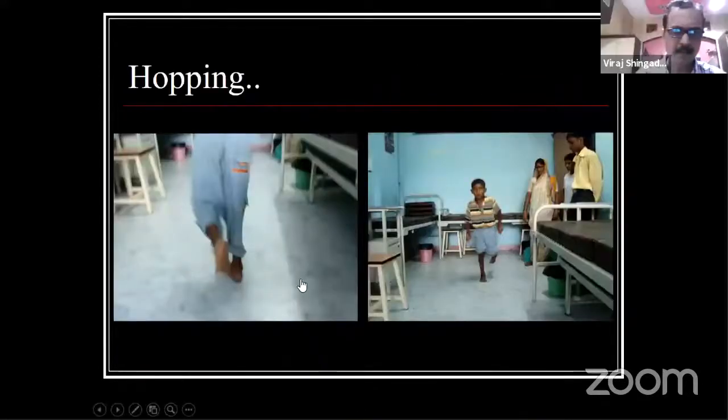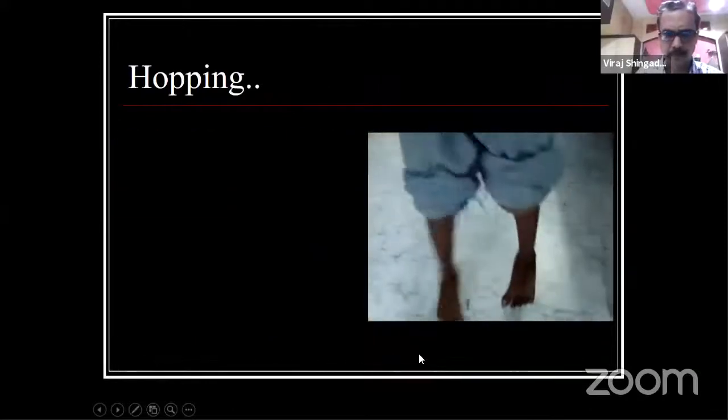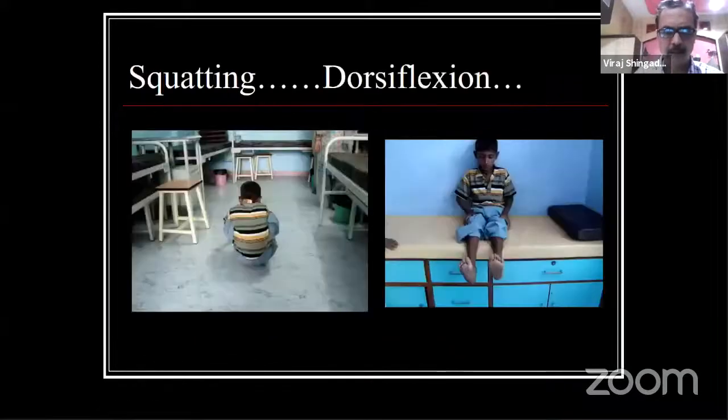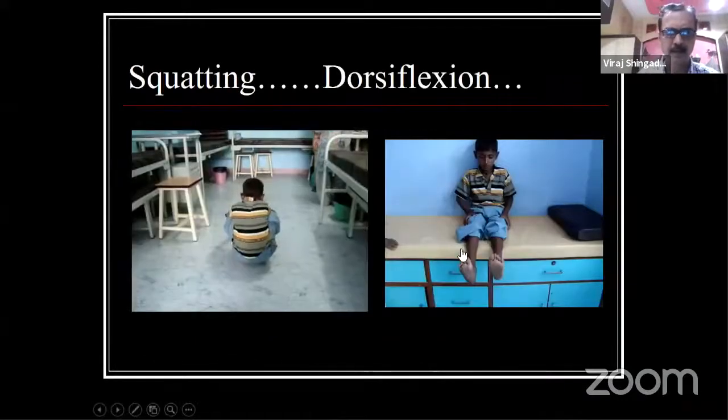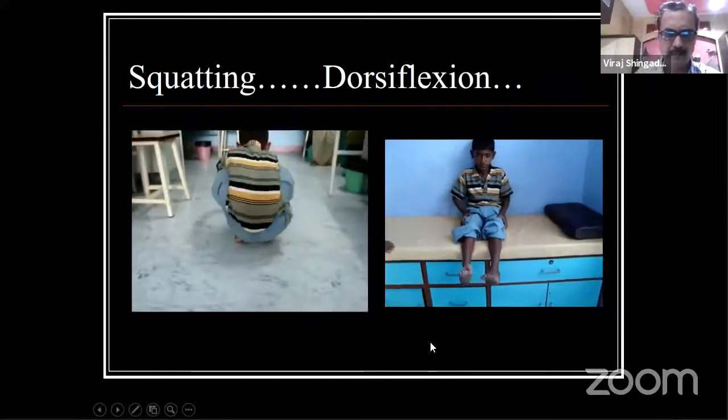And because of that, you can see the mobility. The foot is very good. It is mobile, right? So we have the hopping, and then you can see the squatting and dorsiflexion. And we have very long-term follow-up of these cases.